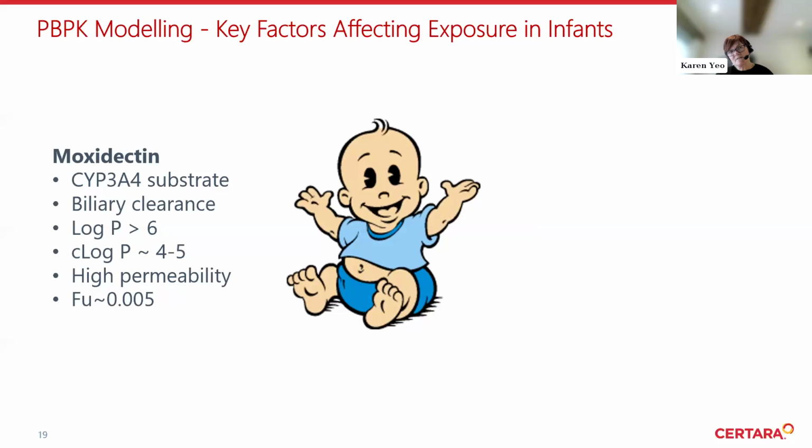So with respect to the PBPK modeling itself, obviously in terms of the actual dose that's given, we've got variability and we've got different things to consider there. But when you think about moxidectin itself, it's a CYP3A4 substrate, undergoes some biliary clearance. The C log P value is reported out at about 4 to 5, but log P was actually measured to be greater than 6. It is very highly lipophilic. It's highly permeable, and it's got a very low fraction unbound.